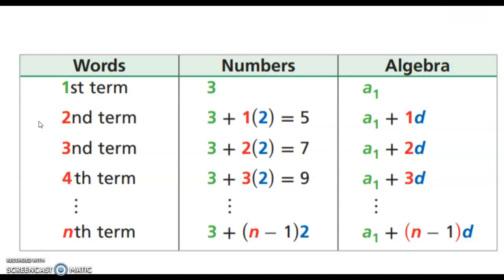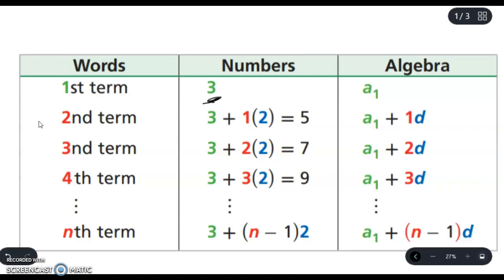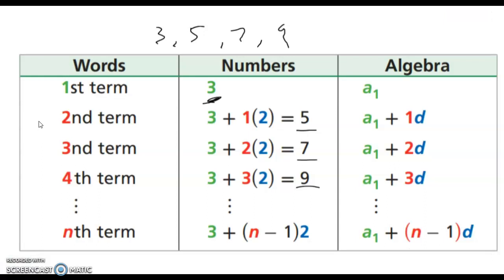As you can see, we've got the first term in a particular sequence, and it is 3. The next term is 5, then the next term is 7, and then the next term is 9. You can see those numbers right here, and it's going up by 2 each time. So the first term is 3, and the second term is 5.